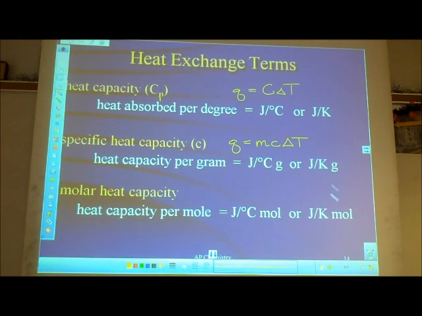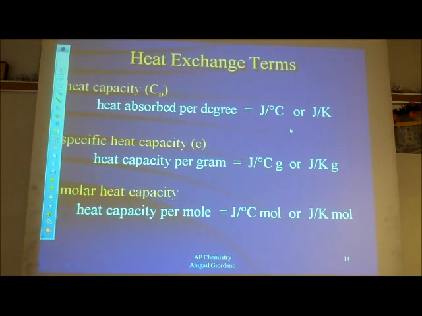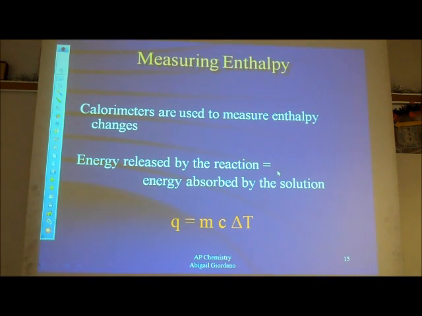Now, let me set up some scenarios where you're going to use these. Imagine, if you will, I ask you this question. Don't write it down, just listen. What if I asked you, how much heat is required to heat a swimming pool filled with water from 20 degrees to 25 degrees? And let's say I gave you the mass of the swimming pool water. You've got the mass, you have two temperatures.